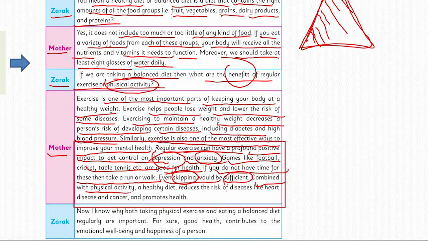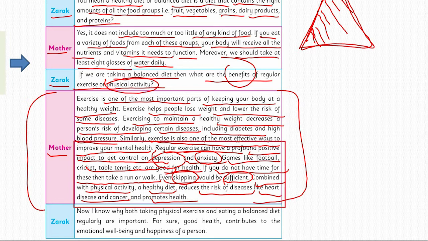Combined with physical activity, a healthy diet reduces the risk of diseases like heart disease, cancer and promotes health. In this conversation, in this dialogue here, his mother says that exercise is one of the most important parts of keeping ourselves healthy.